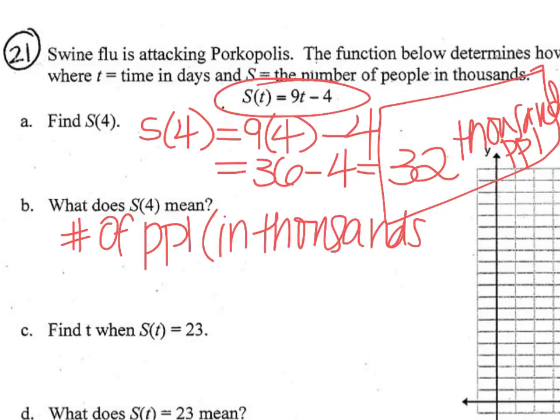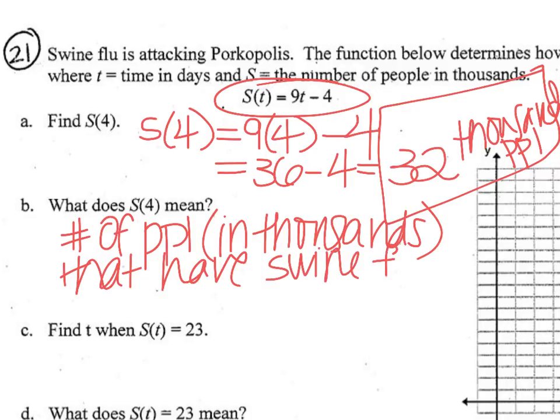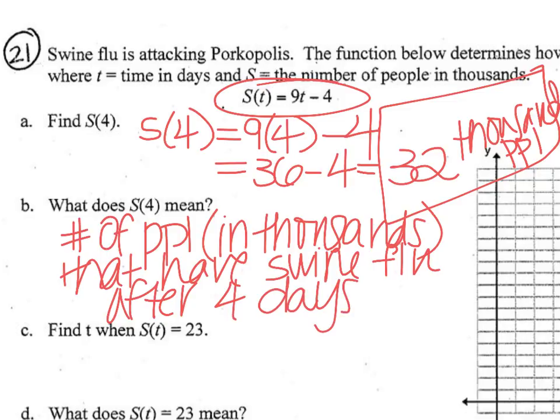All right, because that's what S stands for, the number of people in thousands that have swine flu after 4 days. So we know that 32,000 people have swine flu in Porkopolis after 4 days.